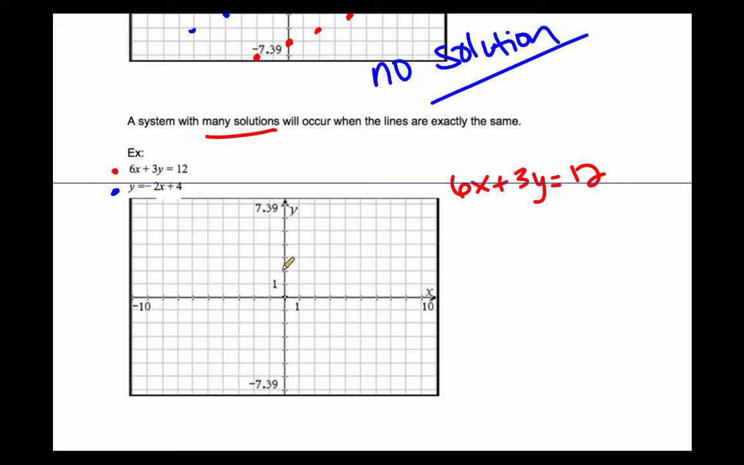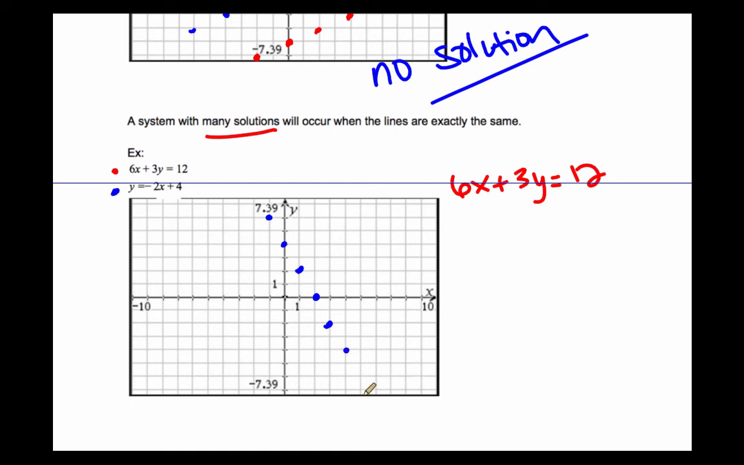So I'm going to start at 4. And I'm going to move down 2 over 1, down 2 over 1. Again, checking my slope that it's actually negative. If I go up 2, I have to make sure I go to the left 1. All right, so that's your blue line.